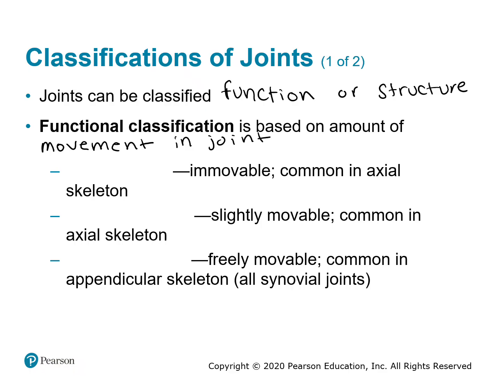Okay? Synarthroses are immovable joints. Those are things that do not move. Those are things like sutures. Sutures are immovable joints, joints that do not move. Okay? Next, we've got amphiarthroses.